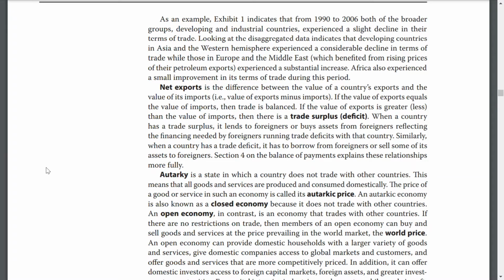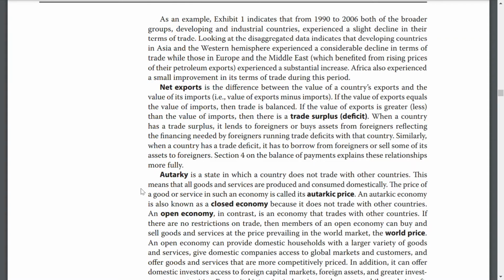When a country has a trade surplus, it lends to foreigners or buys assets from foreigners, reflecting the financing needed by foreigners running trade deficits with that country. Similarly, when a country has a trade deficit, it has to borrow from foreigners or sell some of its assets to foreigners. Section 4 on the balance of payments explains these relationships more fully.